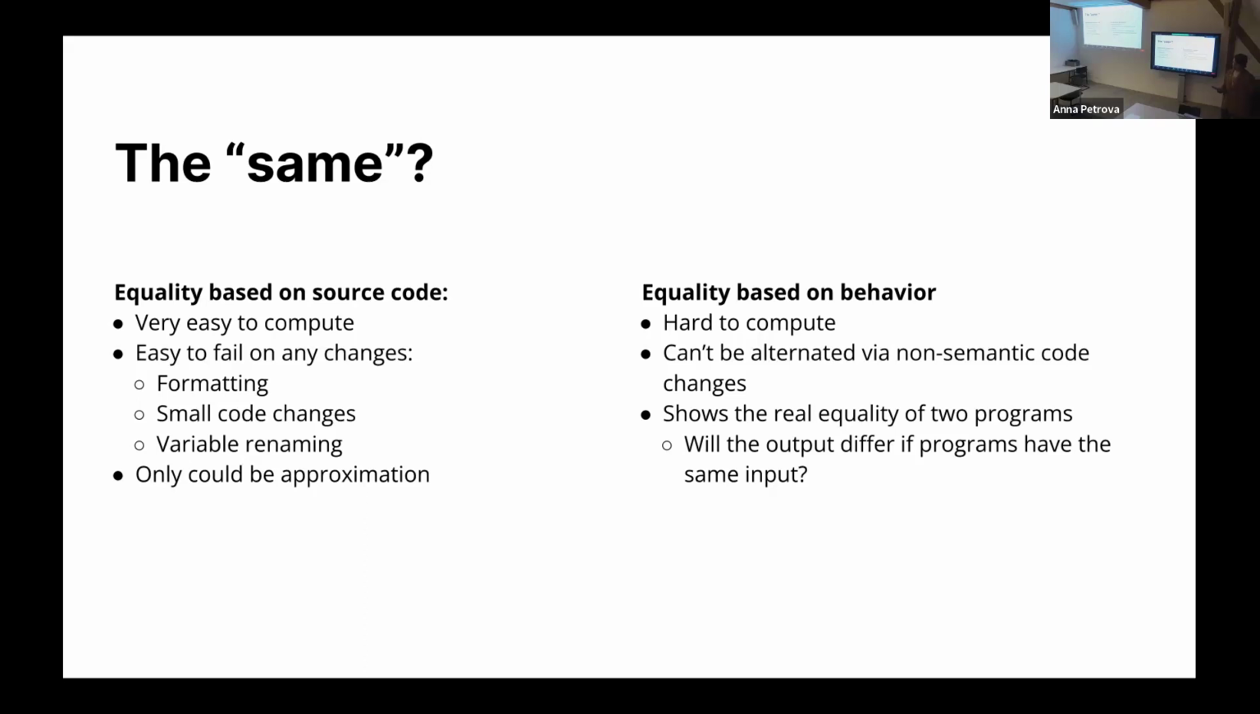For example, in Kotlin, isNotEmpty and isEmpty functions. And of course, variable renaming could lead to invalidation. But on the other hand, we have equality based on behavior. And we need to somehow compare behavior on all possible inputs of the program. But as computer science states, it's an undecidable task, because firstly, we need to understand if the program stops. But we can come up with some approximation.